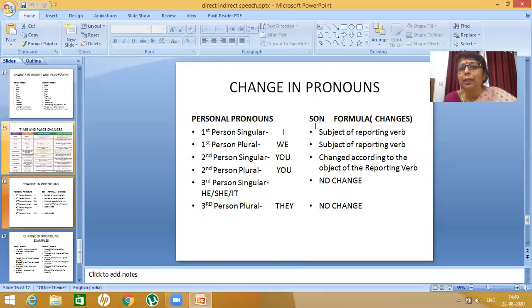Second person, it changes according to the object. And third person, no change, it is N over here. So it becomes very easy. You just remember this SON formula. Let us come to the examples.